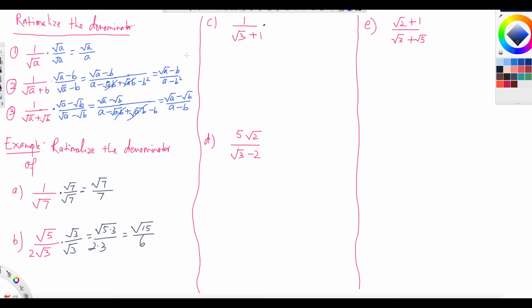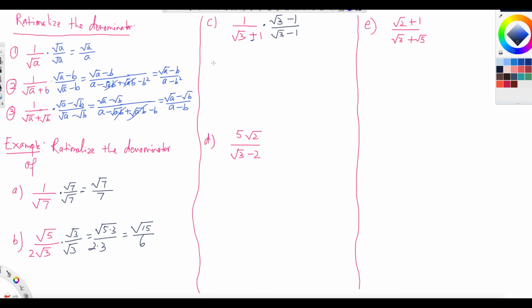Okay, on this problem, this is similar to example 2. There are 2 terms in the denominator, right? But one has the root. So what you do is multiply and divide by root 3 minus 1, because we do the conjugate of that sign in the middle. Divide by root 3 minus 1.